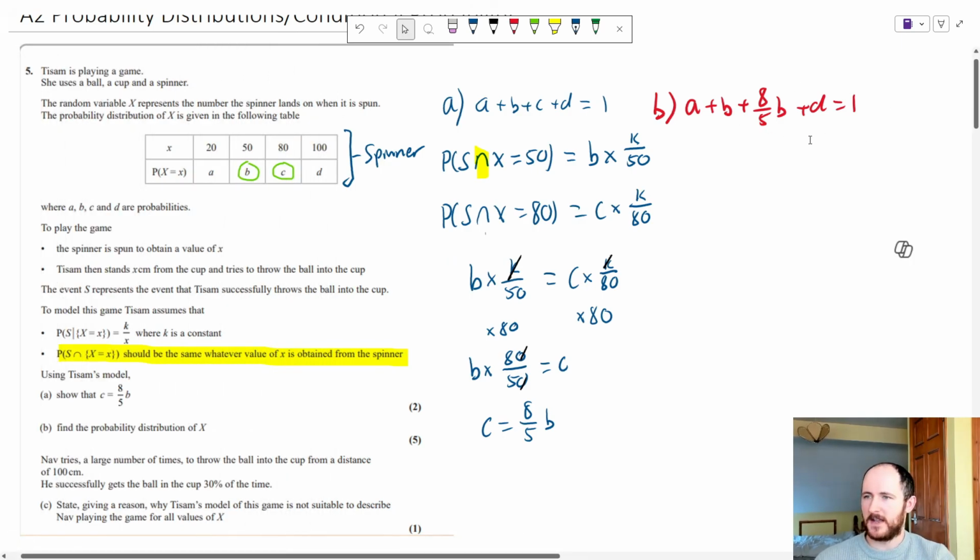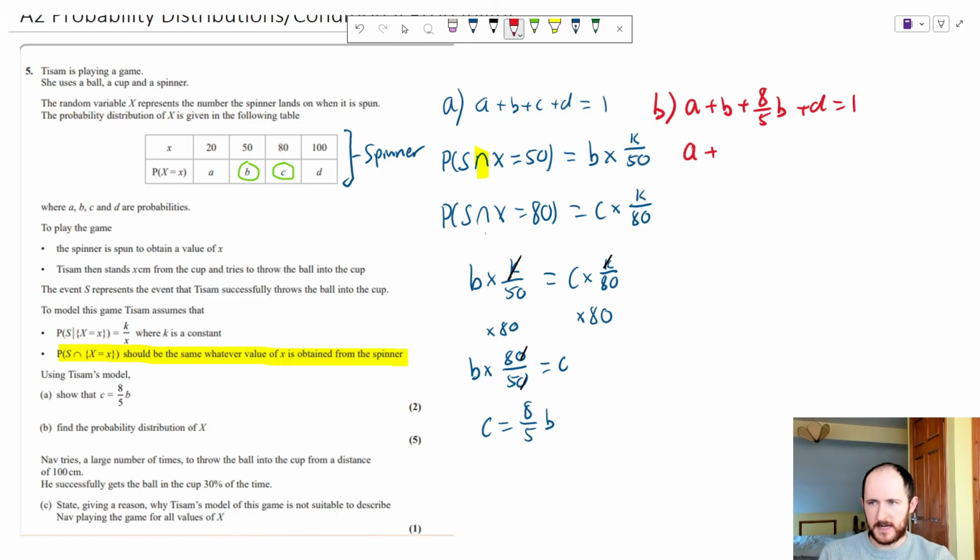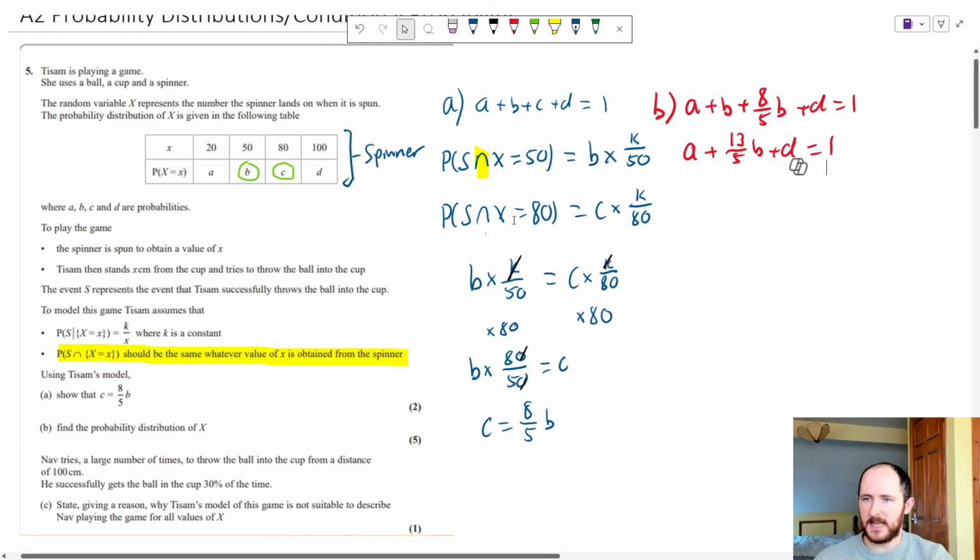So we're going to repeat the exact same process. Well, first of all, I'm actually going to simplify this. So B plus 8 over 5B, if you use a calculator, should give you 13 over 5B plus D equals 1. And I'm going to do the same thing I did here, but I'm going to work it out for A and for D. So let's start with A first.